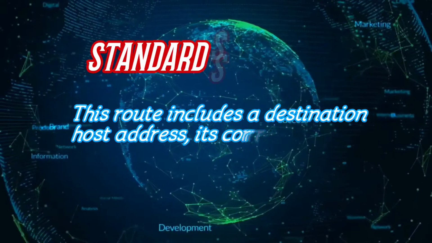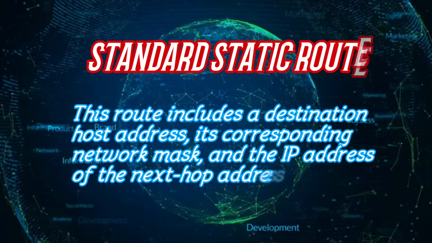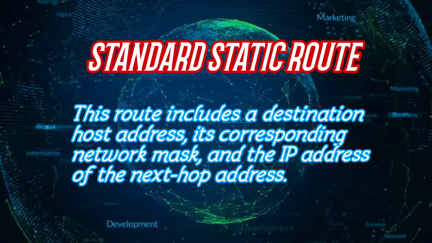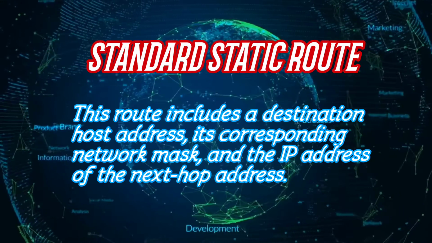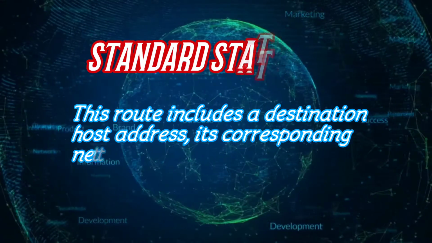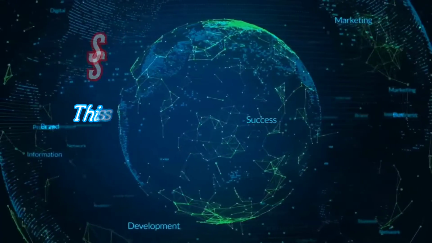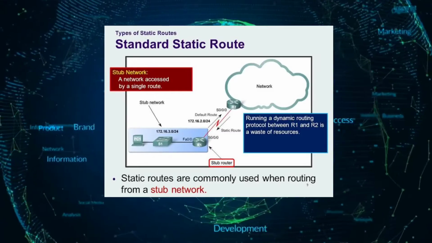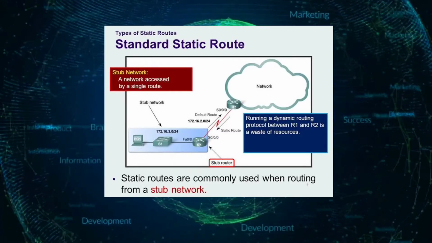First, let's define standard static route. This route includes a destination host address, its corresponding network mask, and the IP address of the next hop address. Here's an example figure of standard static route.